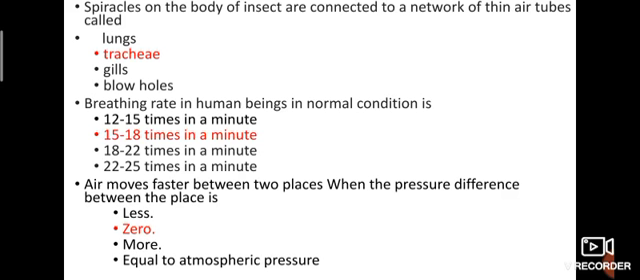Next one. Spiracles on the body of insects are connected to a network of thin air tubes called what? Option A, lungs? No, it's wrong. Trachea. Trachea is a fiber-like structure. Then gills, fish only have gills. Blowholes, like a whale, shark, these animals have blowholes. So option B, trachea is the correct answer.